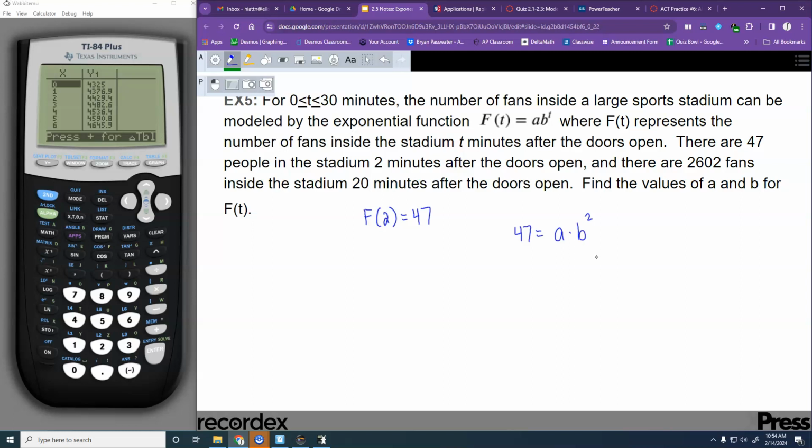Now, that has 2 variables, so I can't really do a lot with that. I also know that f of 20 is going to be 2,602. Right? So if I plug in 20, so I've got a times b to the 20th power, I will get 2,602.